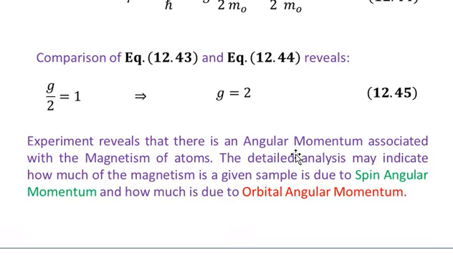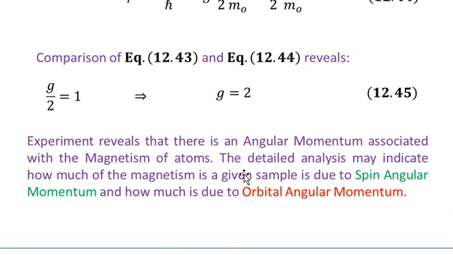Experiment reveals that there is an angular momentum associated with the magnetism of the atom. The detailed analysis may indicate how much of the magnetism in a given sample is due to spin angular momentum and how much is due to orbital angular momentum. So it is very much evident from this experiment that a quantity which we call angular momentum is associated with the magnetism of the atom. That is, if you apply a magnetic field to an atom, a quantity associated with the atom will be the angular momentum or the magnetic moment.